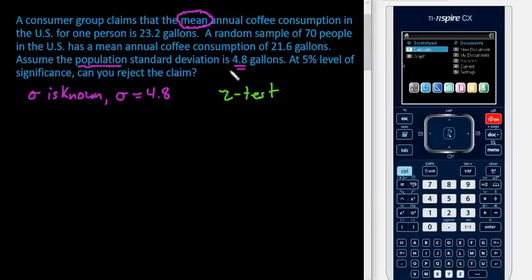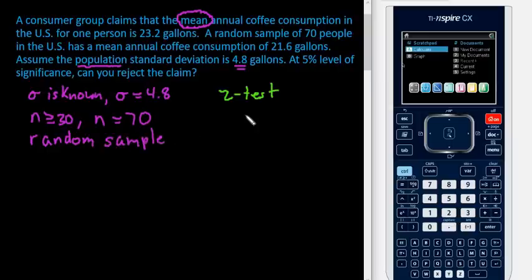Remember, in order for the central limit theorem to kick in, which is important in hypothesis testing, you do have to have a sample size that is greater than or equal to 30. In this case, we have n equals 70. If we do not have a sample size that is greater than or equal to 30, then we have to have a normally distributed population. If it's not normally distributed, then it will not kick in. The other thing that we have to have is a random sample, and it does tell us that we had a random sample. So we can use the z-test.